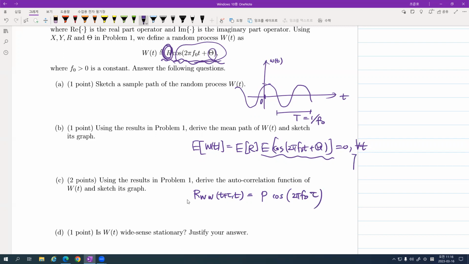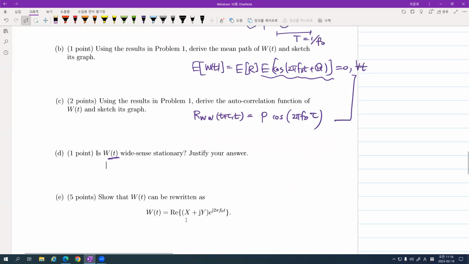So as you see from these two, W is wide-sense stationary. You can easily justify that because that is the definition: the mean is constant and the autocorrelation function is a single variable function of the time difference.